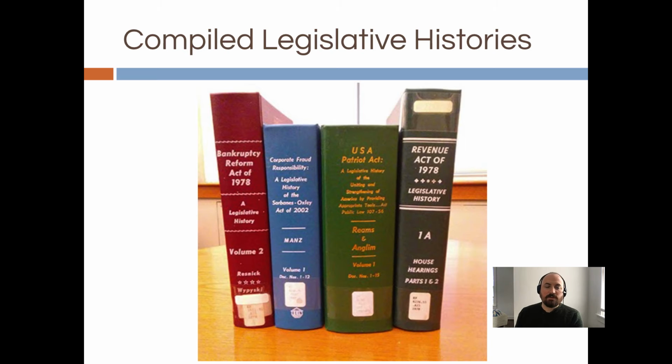The key to efficient legislative history research is discovering whether a compiled legislative history exists. They are created in several formats. The first are the print versions of legislative histories, which collect all of these documents in one physical publication. Sometimes the government collects the documents, and other times it's a law firm or academics. They're generally for major pieces of legislation.